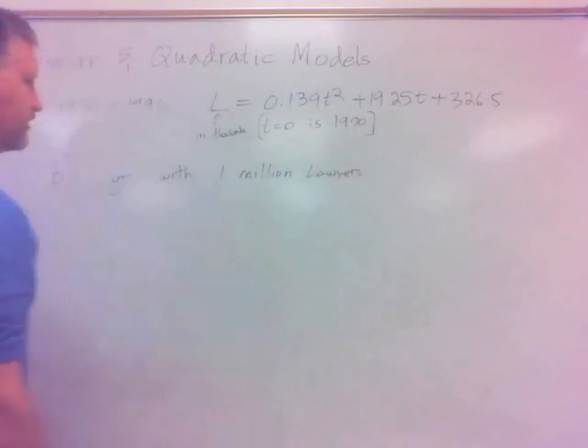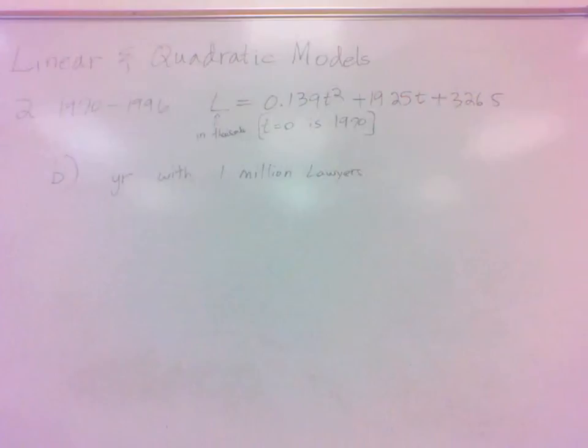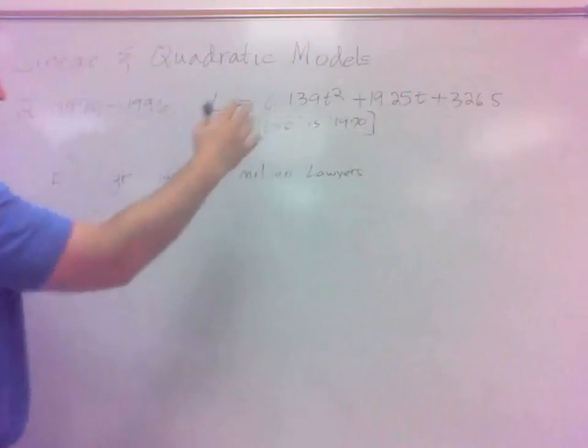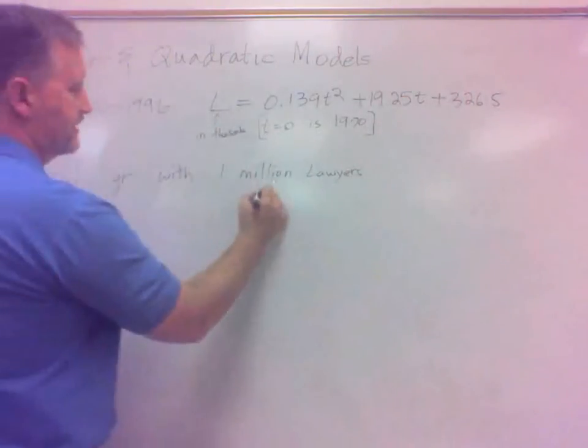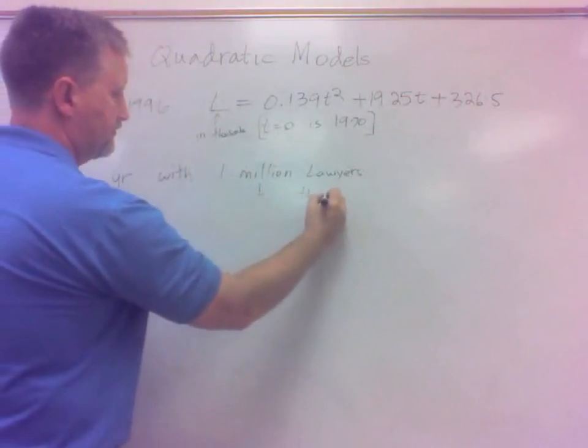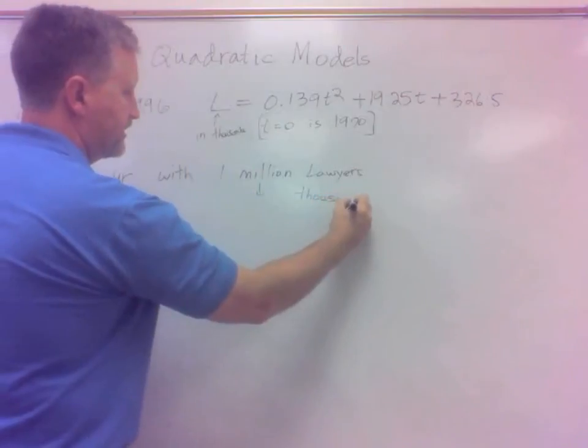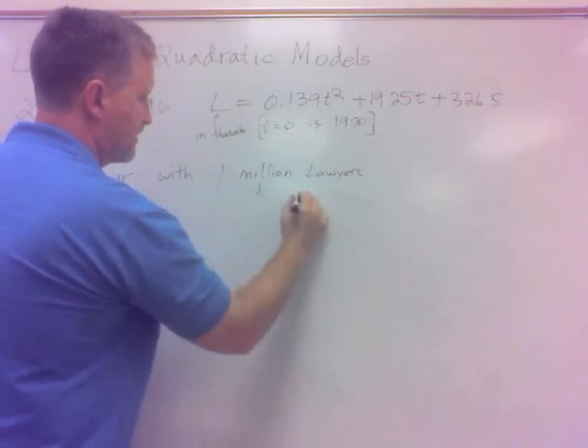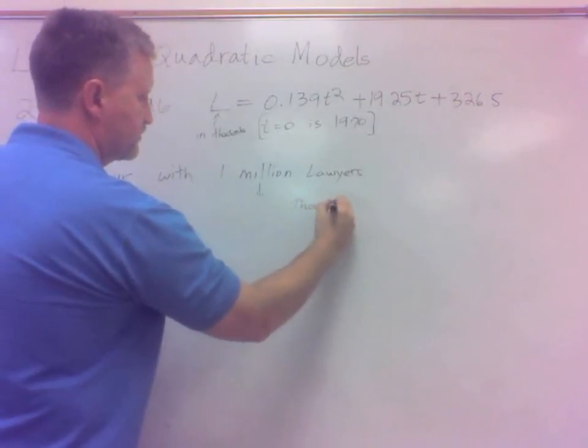So I'm looking for the year which reaches 1 million lawyers. Okay, couple of issues here. First of all, since lawyers in the model is in thousands, let's think about 1 million in terms of thousands. How many thousands is 1 million?